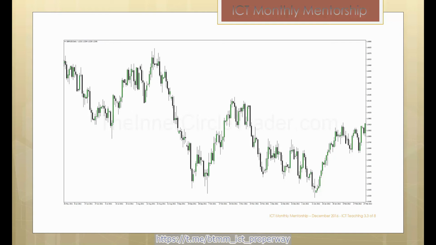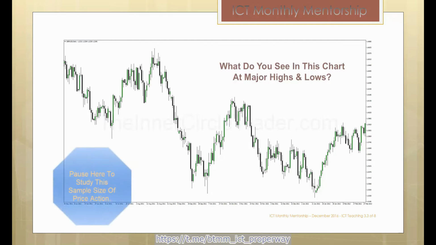Dealing specifically with rejection blocks. Okay, let me ask you a question real quick. What do you see in this chart at major highs and lows? Now, take a moment, pause the video here.